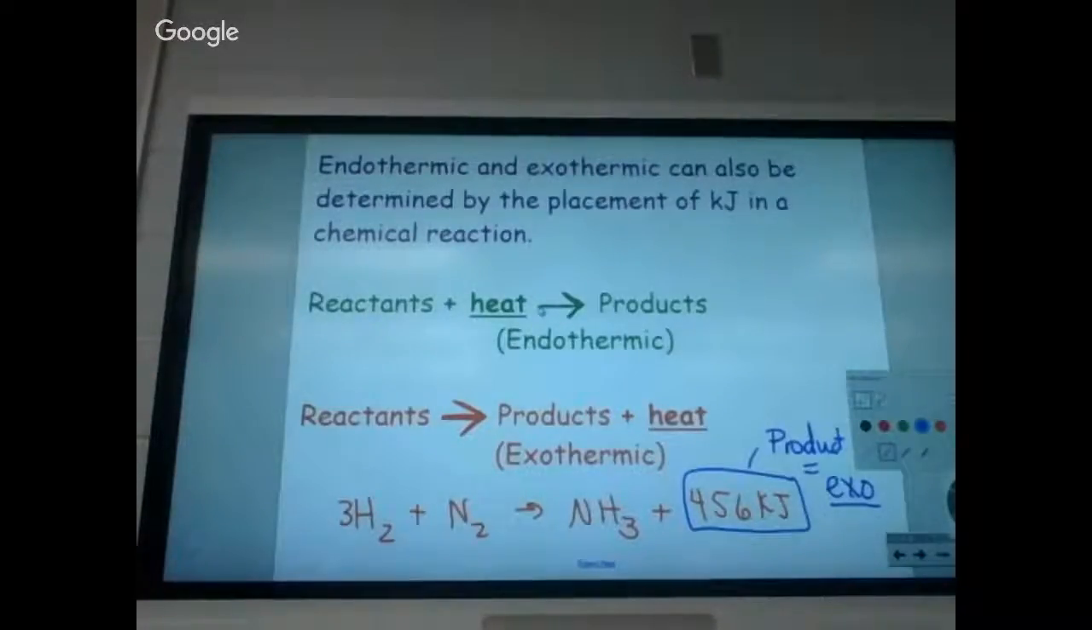Okay, wait. So if I had that 456 kilojoules on the left side of that arrow, that would make it endothermic. Okay. Yes. But this is the way I think you'll see it on the exam. I don't think they'll just flat out say the number's positive or the number's negative.